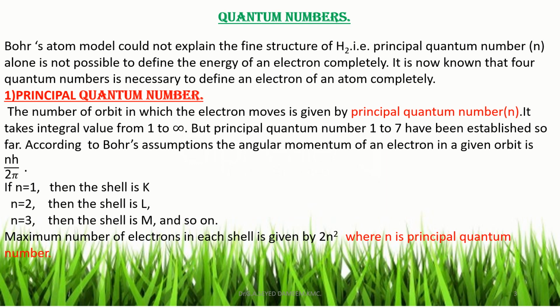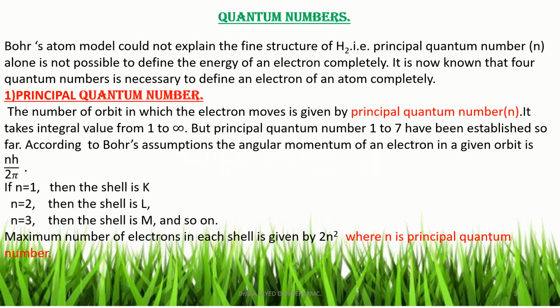If n is equal to 1, then the shell is the K shell, if n is equal to 2, then the shell is the L shell, if n is equal to 3, then the shell is M, and so on. And the maximum number of electrons in each shell is given by the formula 2n square, where n is the principal quantum number.